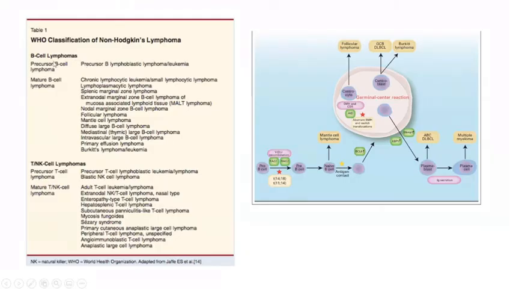B-cell lymphoma is classified into precursor and mature. This is a long list of mature lymphomas. I will be dealing with some of the lymphomas. For T-cell, I will just be giving a brief overview, and we will be discussing predominantly B-cell lymphoma.